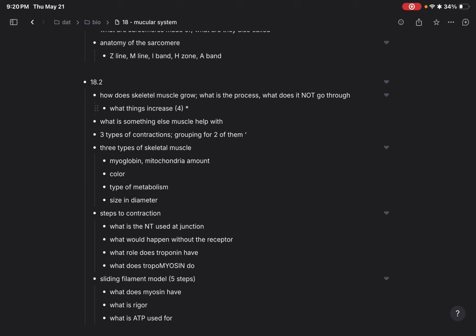Type 1 is high endurance. So these are going to be the slow twitch muscle fibers. These have lots of myoglobin and mitochondria. They go through aerobic metabolism. They look red and they have a smaller diameter.